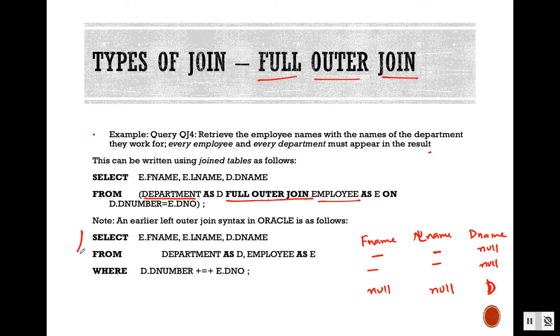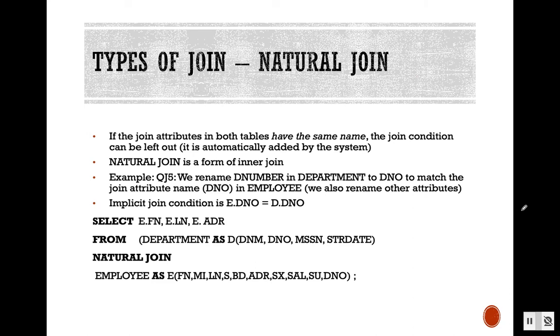Now using a regular join query we can write it like this. The join condition will look like this: the plus will be on both sides. D dot D number plus equals plus E dot DNO. So the plus is on both the department side and the employee side, so every record from the department table and every record from the employee table will be there.